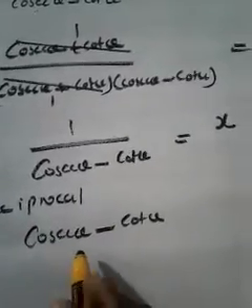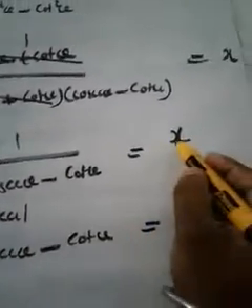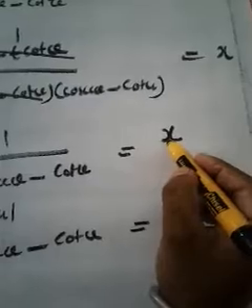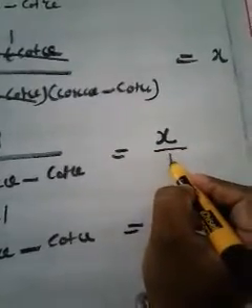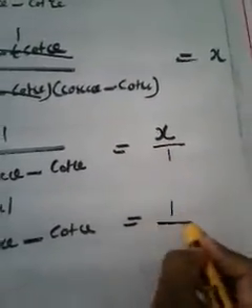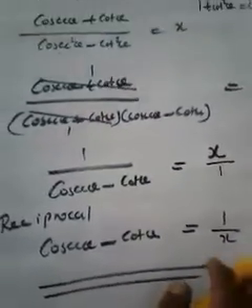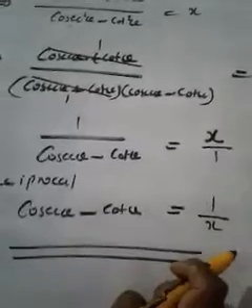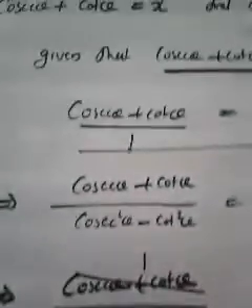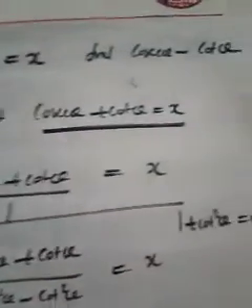That means cosec theta minus cot theta itself is equal to the reciprocal of x. You know, x is nothing but x by 1, so the reciprocal is 1 by x. That means we got the value of cosec theta minus cot theta as 1 by x. You may have understood now, isn't it? So I told you this is very interesting to solve.